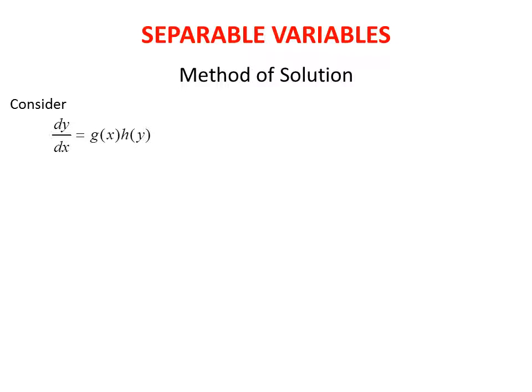Consider the differential equation of order 1. Remember, the separable variable method is always applied to a first order differential equation. So dy by dx, which is first order, is equal to g of x multiplied by h of y.